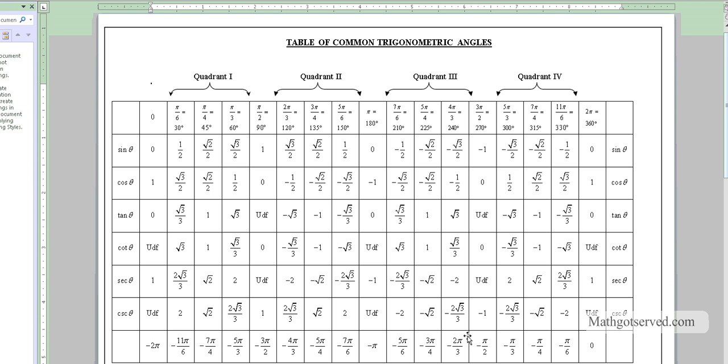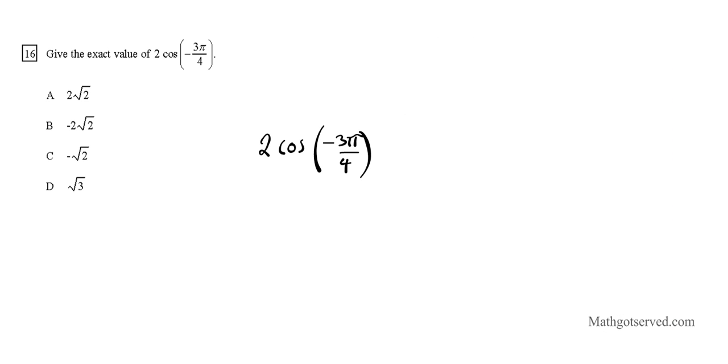So negative 3 pi over 4 is down here. Trace it up to cosine. Cosine is the second row. We see that it is negative root 2 over 2. That's the answer, negative root 2 over 2. So this is going to become 2 times negative root 2 over 2. And then the 2 goes here, 1, 2 goes here, 1. Final answer is negative root 2. Okay, and that's option C.